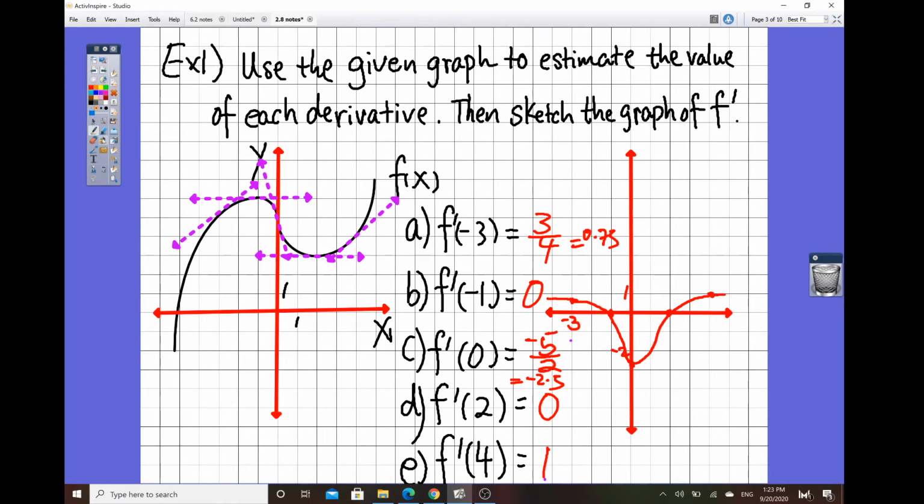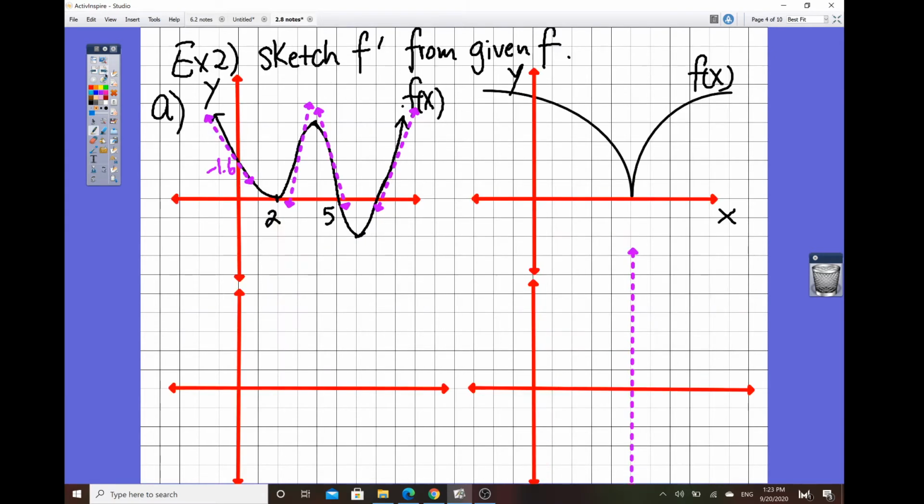Okay, so now let's see what else we have. Sketch f prime from given f. So again, this one is just the original function. They're all given with the original function. Now we want to sketch the graph of the derivative. So at 0, it's considered -1.6. So count it, rise over run. It's about -1.6, which is over here.